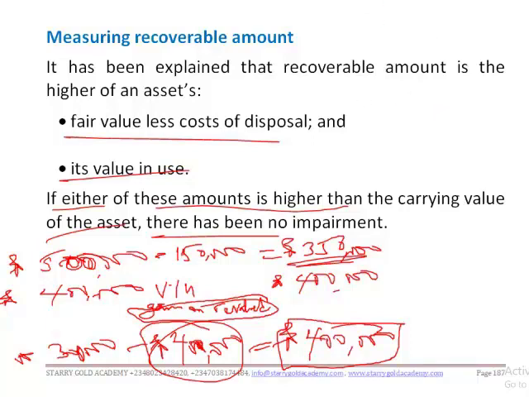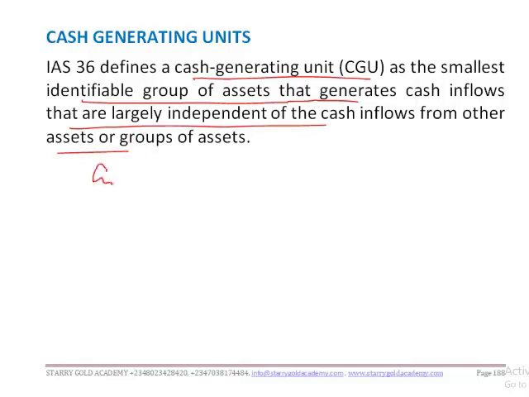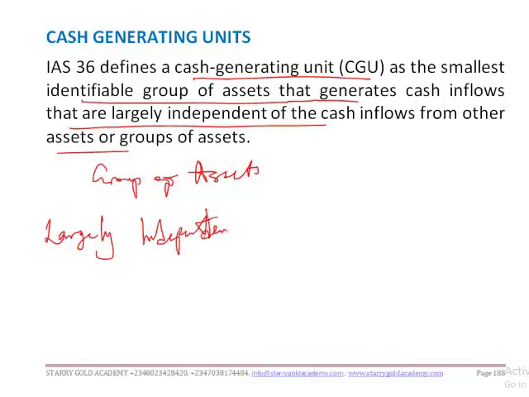So now let's discuss cash generating units. IAS 36 defines the cash generating unit as the smallest identifiable group of assets that generates cash inflows that are largely independent of the cash inflows from other assets or group of assets. Take note of the keywords: that are largely independent of generating future cash flows from other assets or group of assets.